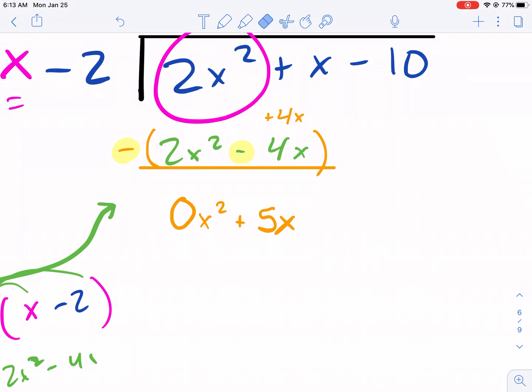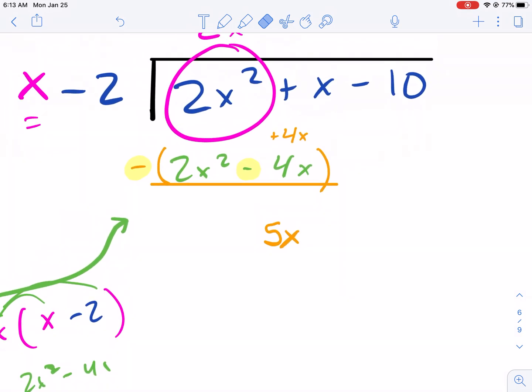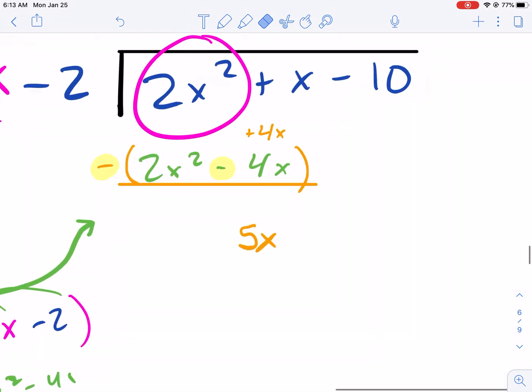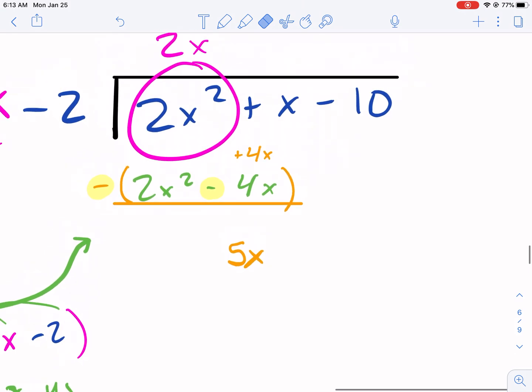Okay, this is going to disappear. So I want to erase it. Just so you know, this disappears. 0x squared is the same thing as just 0. It goes away. And we have 5x as a result of subtracting 2x squared plus x minus 2x squared minus 4x. Okay, so we get 5x.